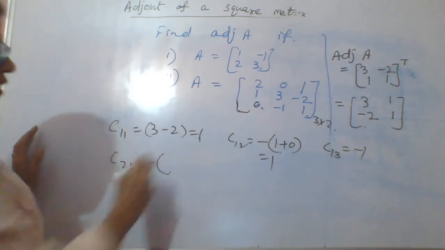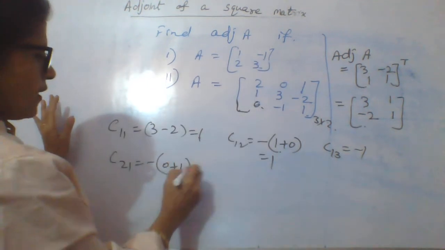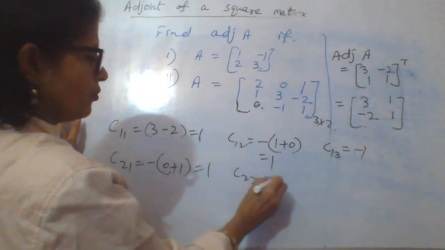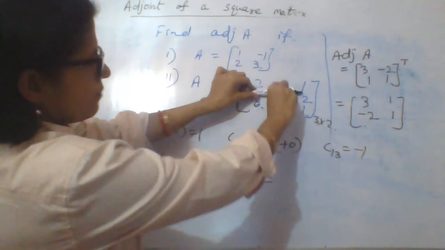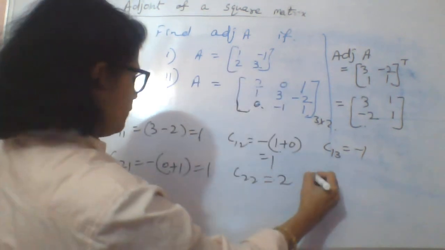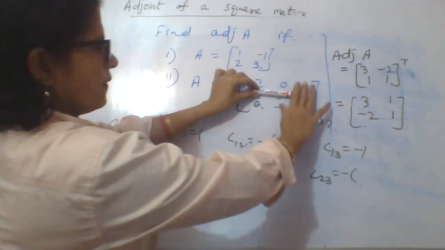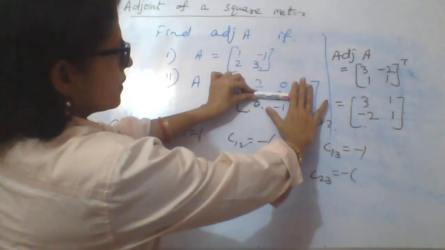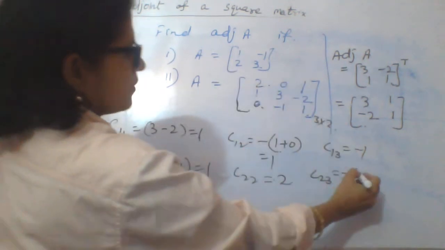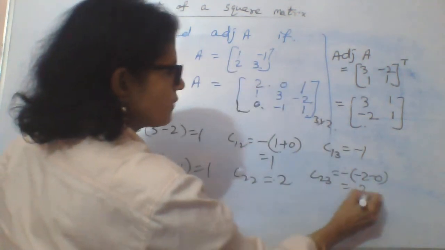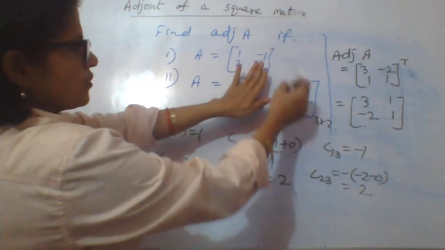C21, cofactor is negative of minor. So then you see 0 plus 1, that is 1. C22, cofactor is equal to, you are getting here 2 minus 0. Now C23, minus of minor. See here, what is the minor here? 2, 3. Now you are getting minus 2, minus 0. It means you are getting minus 2 here. C31, cofactor equal to minor, 0 minus 3.